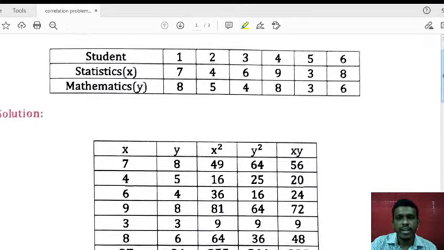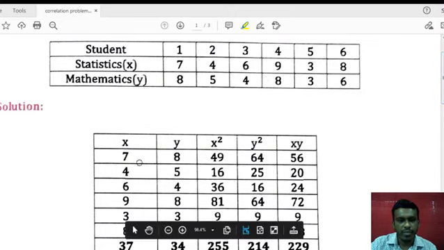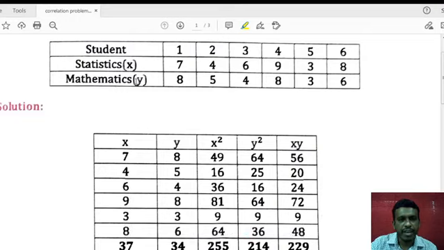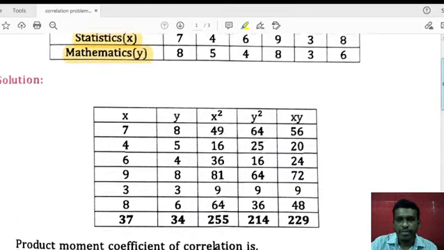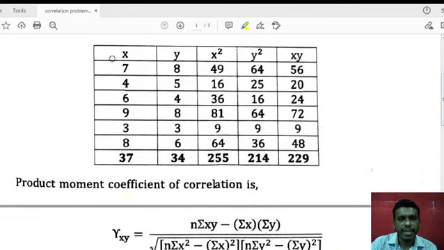So just note down this data in vertical form. One variable will be known as x, and the other variable will be known as y. Marks obtained in statistics will be x, and marks obtained in mathematics will be y. So just note down this solution: x, that is marks obtained in statistics, y, that is marks obtained in mathematics. Copy out all those 6 students: student 1, 2, 3, 4, 5 and 6.